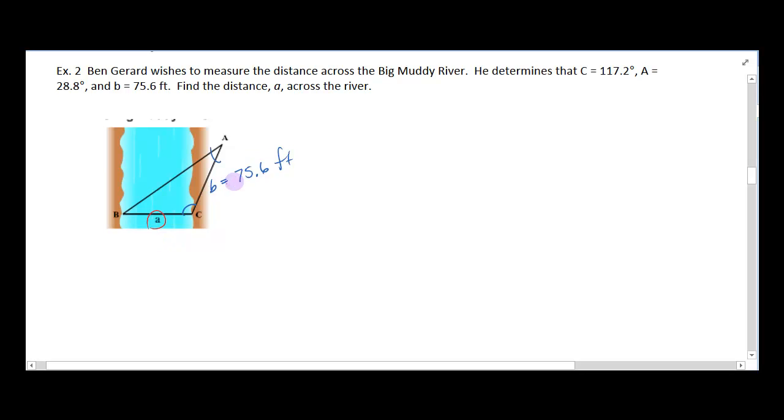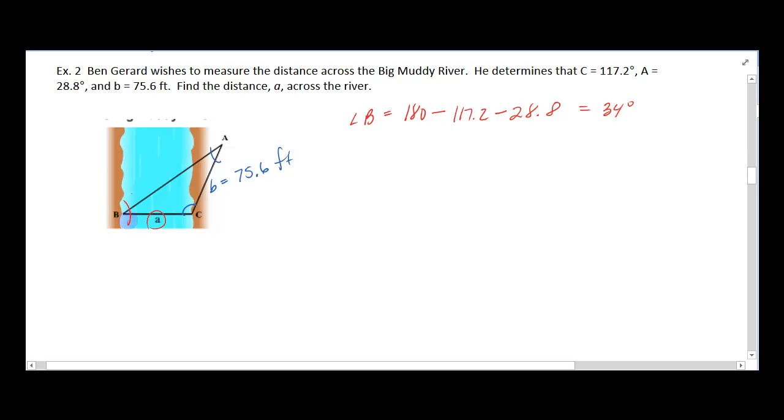Well, in order to use this side B over here in the law of sines, I would need to know what the angle B was that corresponded with it. Since I know angle A and angle C, I can use the definition of triangles to find out what this missing angle is here. So we could say that angle B is 180 degrees minus angle C, which is 117.2, minus the 28.8, which is over here, angle A. And we know then that angle B has to be 34 degrees.